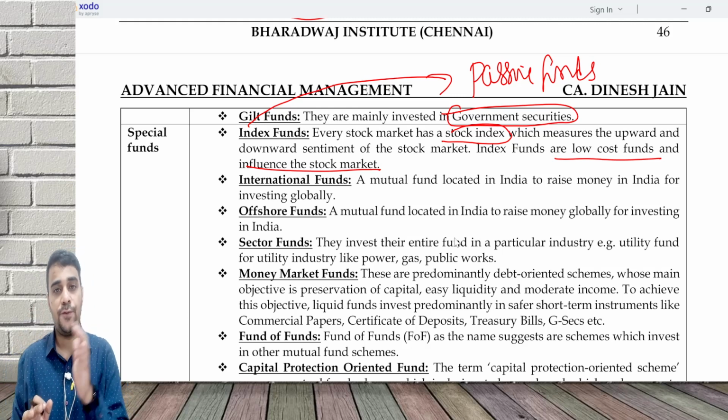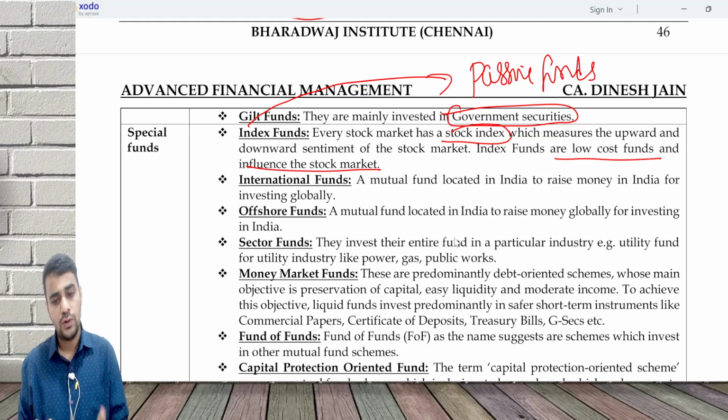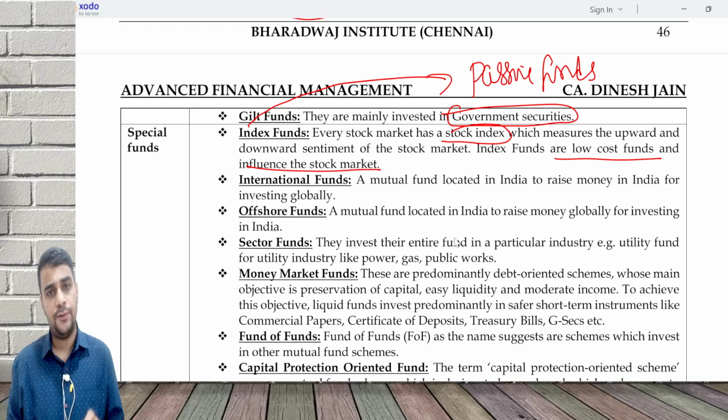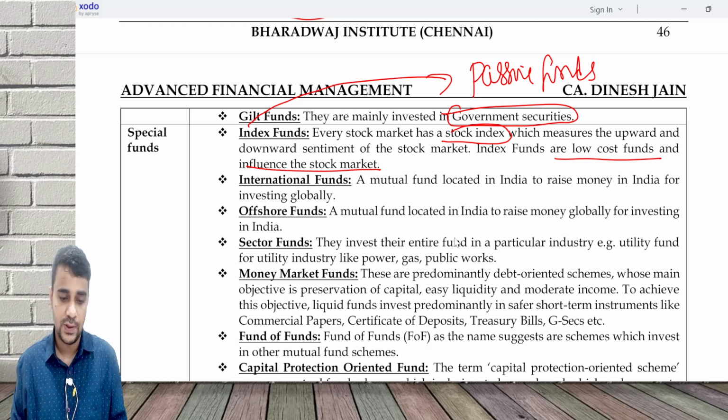So if Nifty has 50 companies, you'll invest in all the 50 companies in proportion. What proportion? Whatever proportion they constitute in Nifty. In the same proportion as they are in the Nifty, you will make the investment.